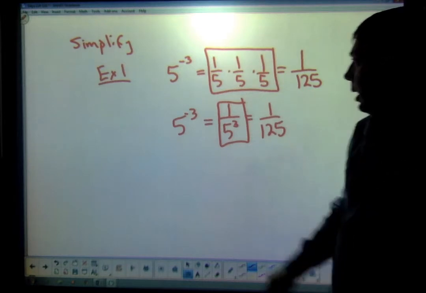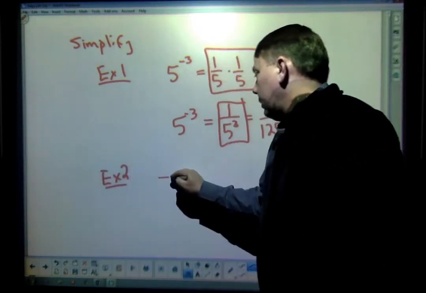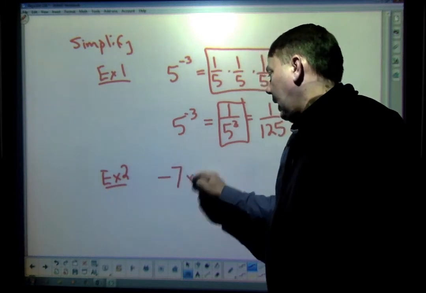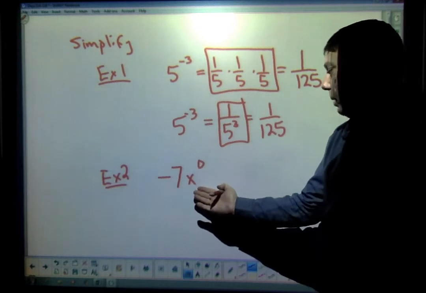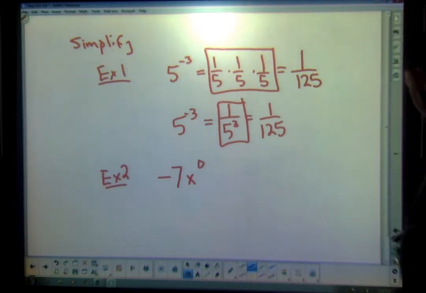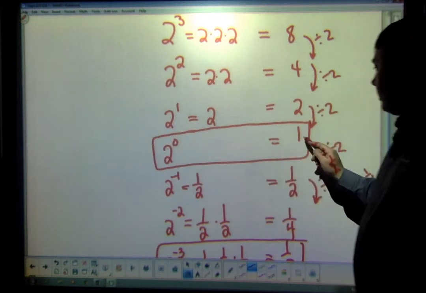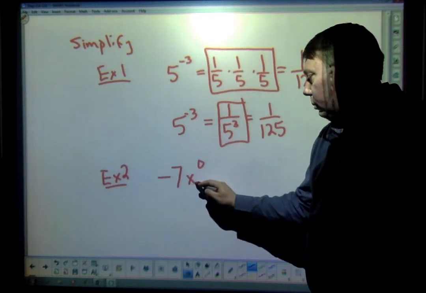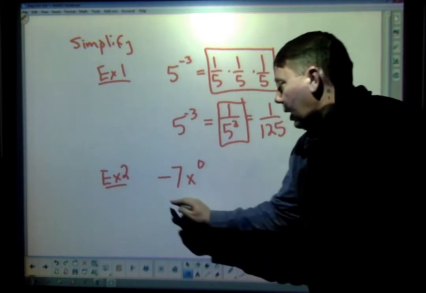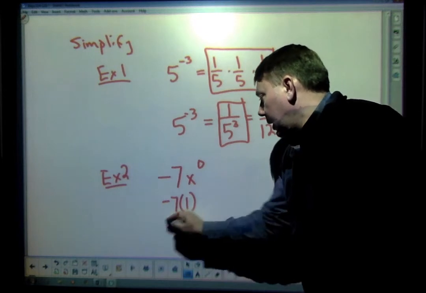Okay, another example here, maybe we have negative 7 x to the 0 power. This means negative 7 is being multiplied by x to the 0 power. Well, if we look back at our pattern, we just learned that any number to the 0 power is going to give me 1. So it doesn't matter what this variable is equal to, it's to the 0 power, so it equals 1. So negative 7 times 1, the answer is negative 7.